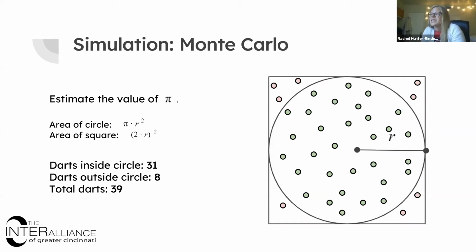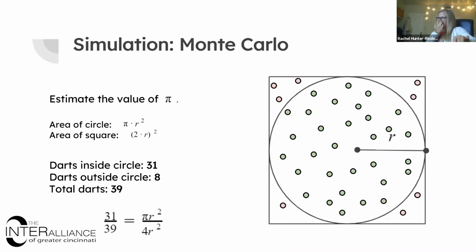39 total darts. Does anybody here have an idea of what we can do with those dart numbers in a way to get an estimate for pi? Can we substitute them in for a variable? Yes, we will eventually. So I'm thinking in terms of ratios. Is anybody else? If not, that's okay. I think it'll make sense when I pull it up, hopefully.